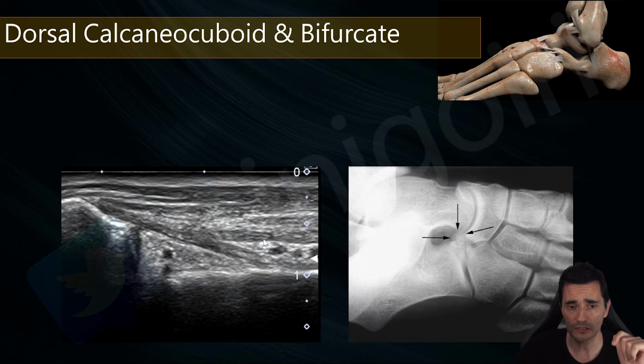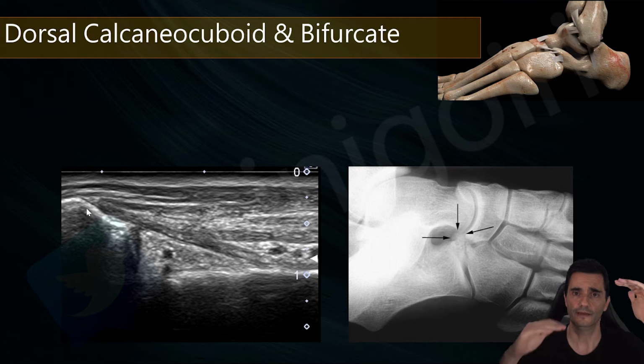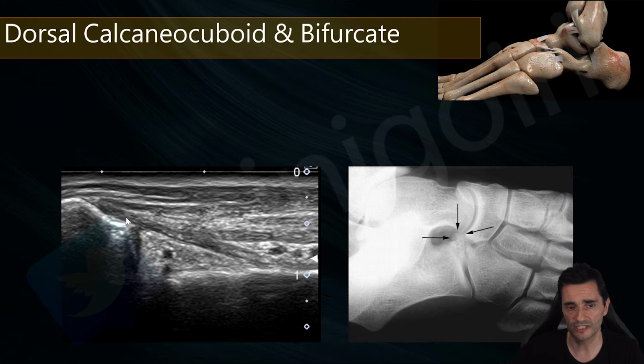Okay, another example. This is a normal bifurcate ligament. Different. They are not at the same level, so the calcaneus is more superficial and the cuboid is deep. So we are in the bifurcate ligament. You can notice here a good bifurcate ligament, tense, with no edema surrounding it. Very sharp contours with the fatty tissue surrounding the ligament. So this is normal, okay? And the corticals are also normal.